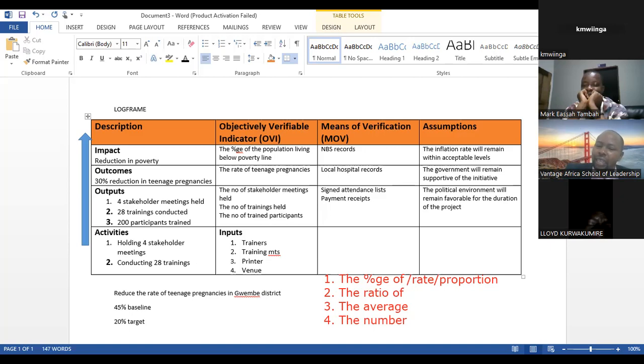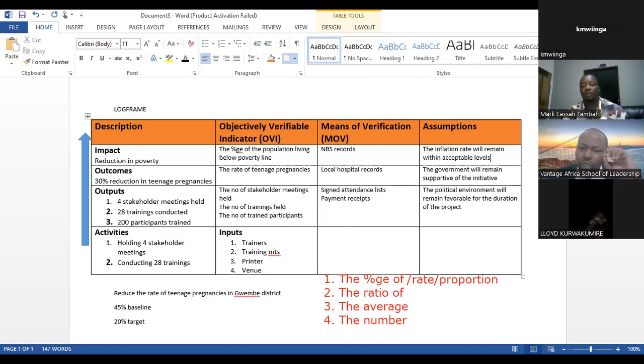So this is the superstructure of a log frame. And from this, you can make it as big as you want. And wherever you go around the world, this will be the superstructure that you're going to meet. I would want you to take time and develop yours. Try to develop yours.